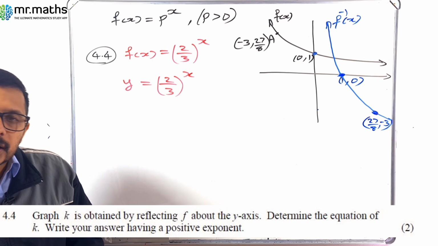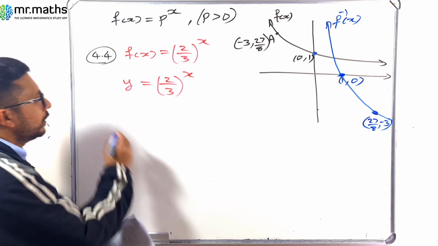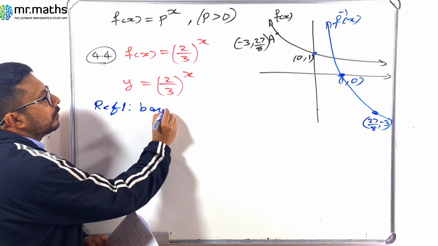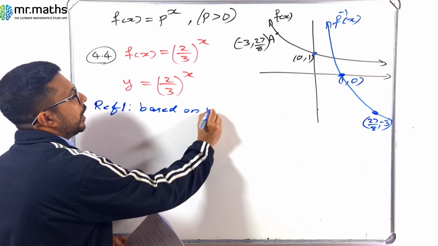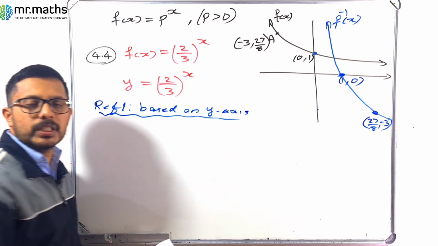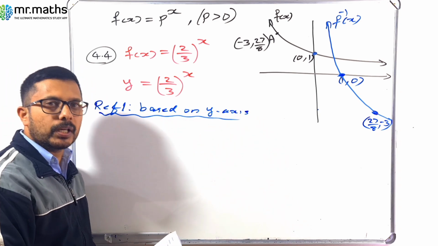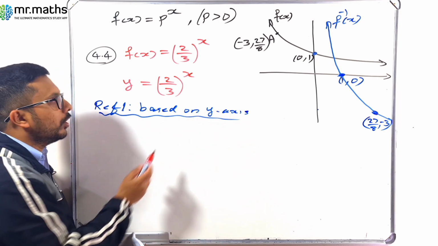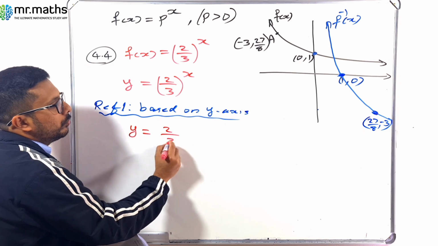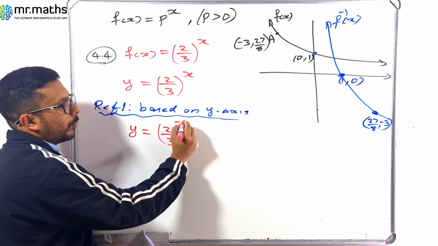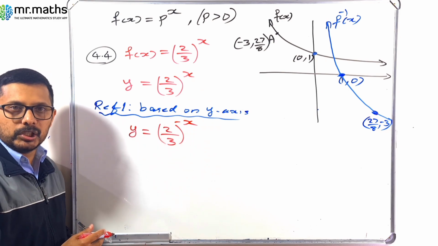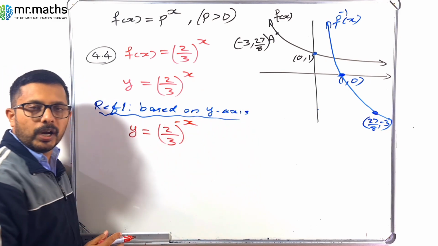So if the reflection is based on the y-axis, what you are supposed to do? You have to change the sign of x. If the reflection is based on the y-axis, you have to change the sign of x. That means y is equal to 2 over 3 raised to minus x. This positive x, you have to change it as negative x when the reflection is based on the y-axis.